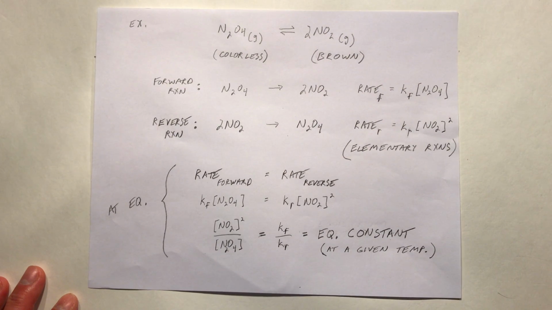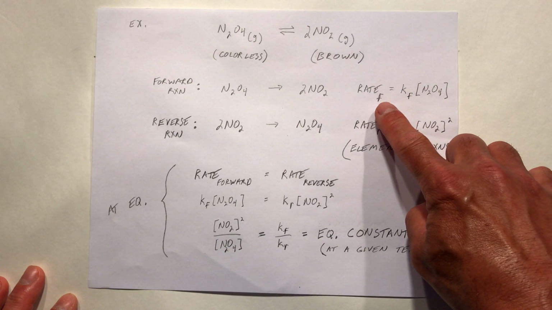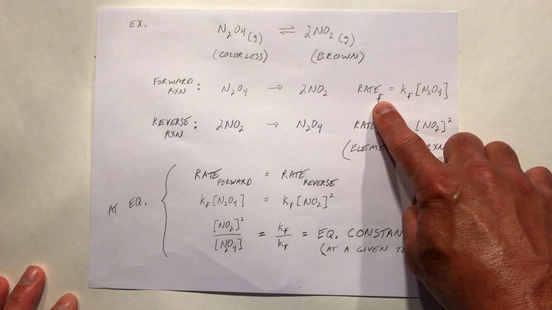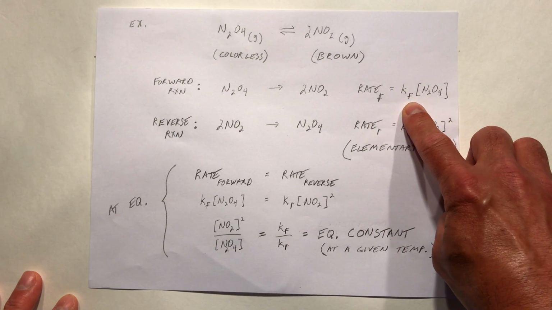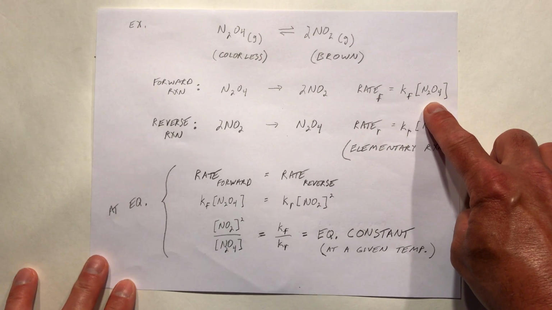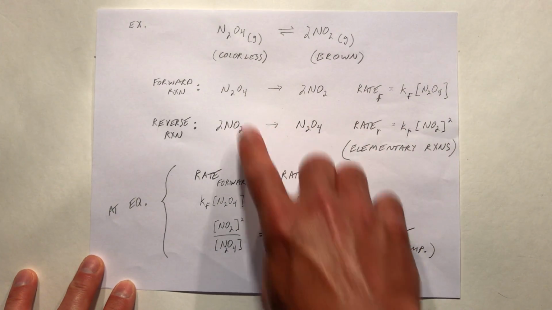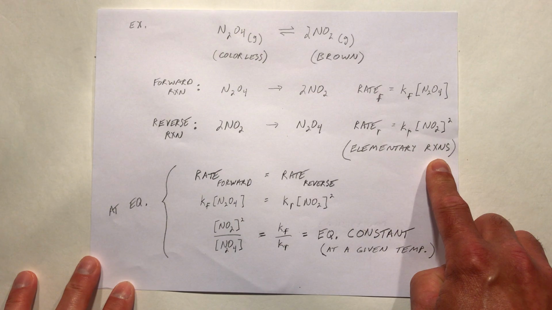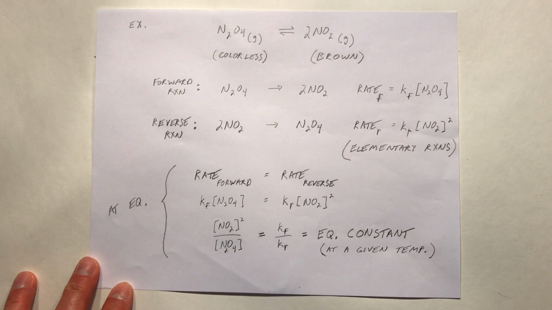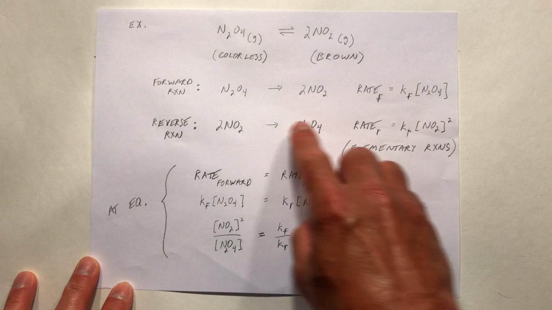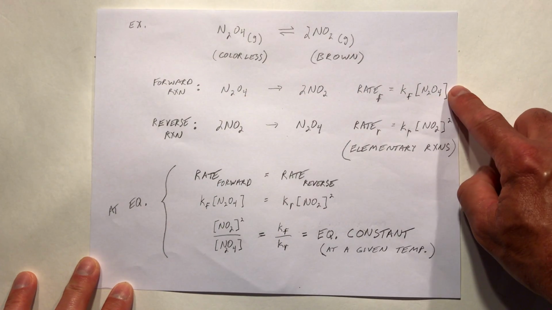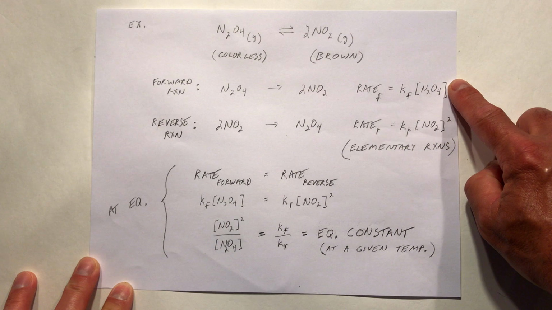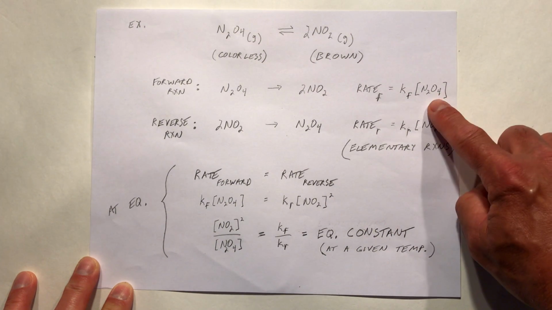We can say the rate of the forward reaction, represented with F, is equal to the rate constant of the forward reaction multiplied by the concentration of the reactants. Now, if this were an elementary reaction, you might remember from kinetics that we can express the rate law based on the molecularity. So since there's a single molecule reacting, this would be concentration raised to the first power. It would be first order with respect to N2O4.